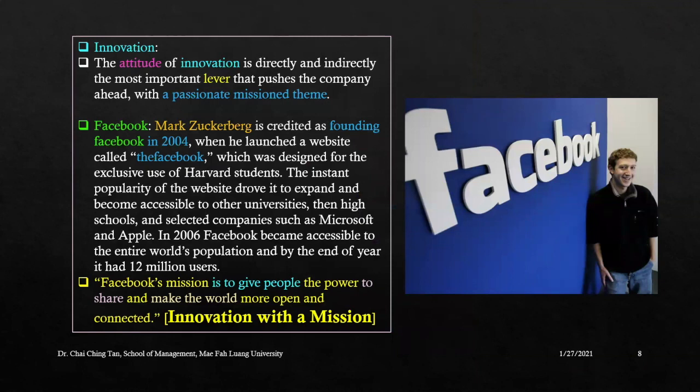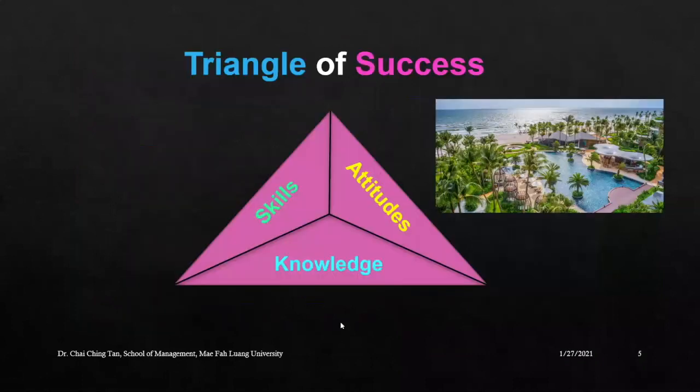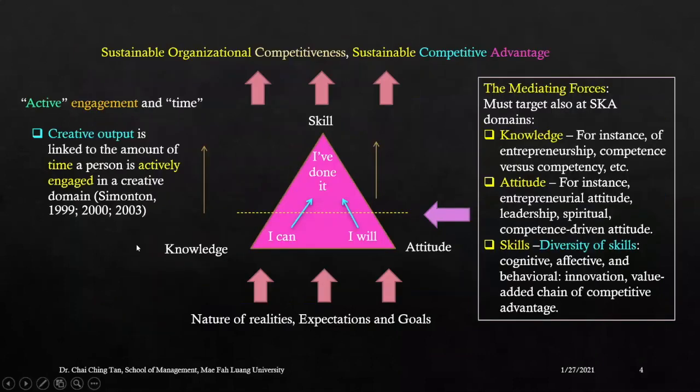As I told you, the minimum requirement to get a B in the class is innovation with a mission. So the Facebook mission is to give people the power to share and make the world more open and more connected. This mission, expectation, goal, drives the whole creation. Facebook delivers sustainable competitive advantage. You can see, very, very simple, right? Yes or no? No need to study.